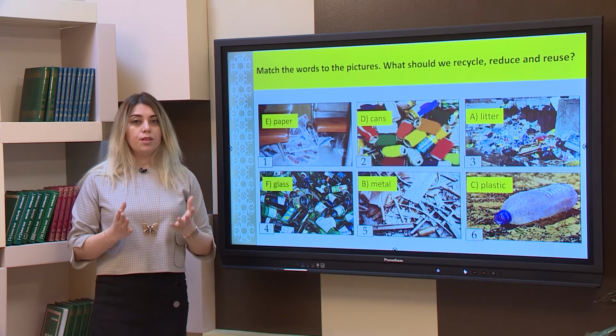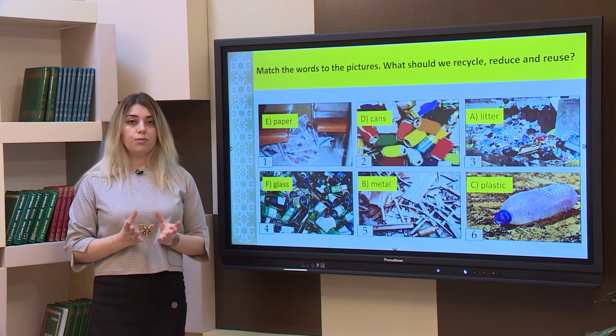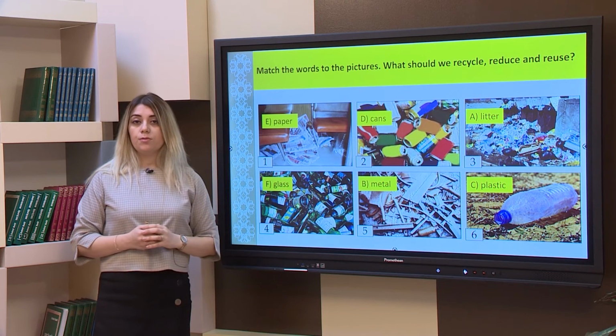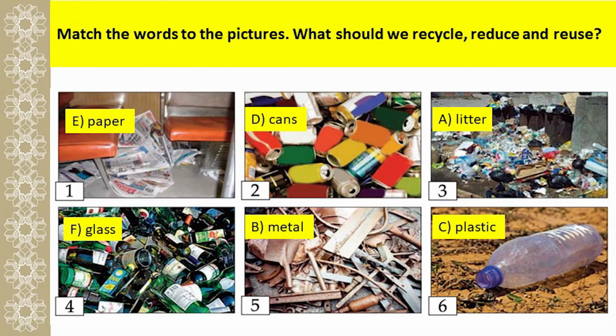wrapping maybe some food, for wrapping some flowers. Have you seen flower buckets made of newspaper? They look awesome. So we can reuse them. Or about cans, again, we can reuse the cans, or because they have thin material, we can recycle them. We can give them to some organizations that will melt them and produce new products.